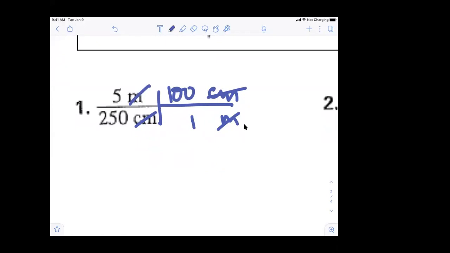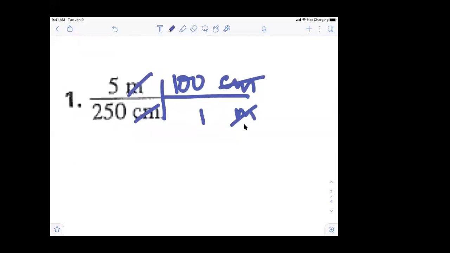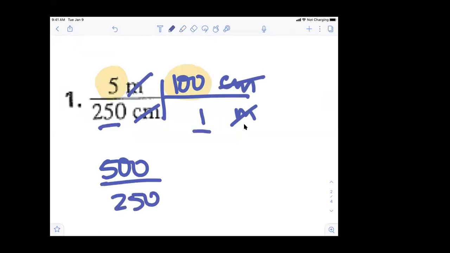Now you're allowed to do one of 2 things. I'll do one method on this problem and the second method on the other one. You're allowed to just multiply the ones on top. We do not cross multiply here because there's no equal sign. You only cross multiply when there's an equal sign. When there's no equal sign, you just multiply the tops together and then the bottoms together. So I do 5 times 100 for 500, and then 250 times 1, which is just 250. All my units canceled, so I don't need to do those.